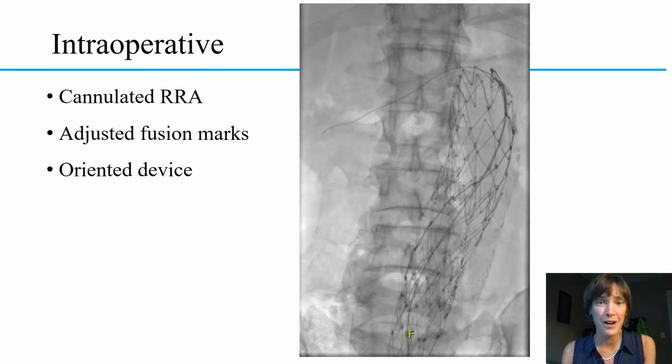So we were prepared. Intraoperatively, we started by cannulating the right renal artery to ensure that we could get into it easily and see if we needed to balloon it, anything of that nature, and in fact, it looked fine. We adjusted our fusion marks as we normally do and then oriented our device for advancing.